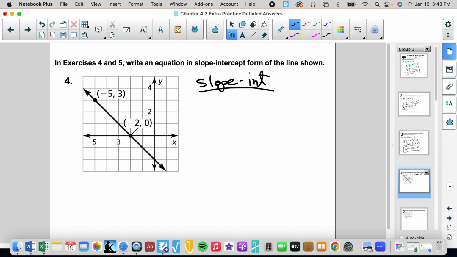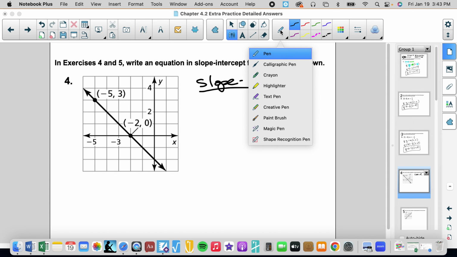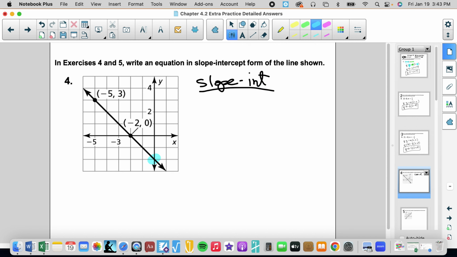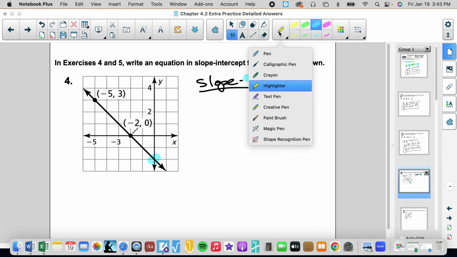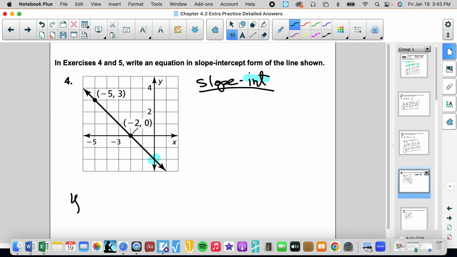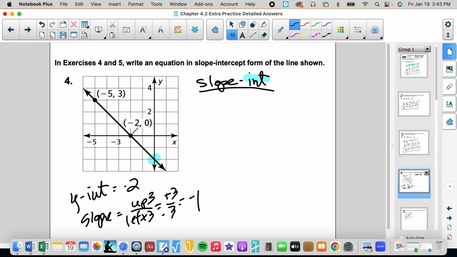So we need the slope and the y-intercept. We see what the y-intercept is. It's where it crosses the y-axis. So the y-intercept is going to be -2. And my slope is going to be up 1, 2, 3, left 1, 2, 3. So let's write that piece of information. The y-intercept is going to be -2. My slope is going to be up 3, left 3, which is +3 over -3, which gives me a slope of -1. So in slope-intercept form, we get y equals negative 1x minus 2.